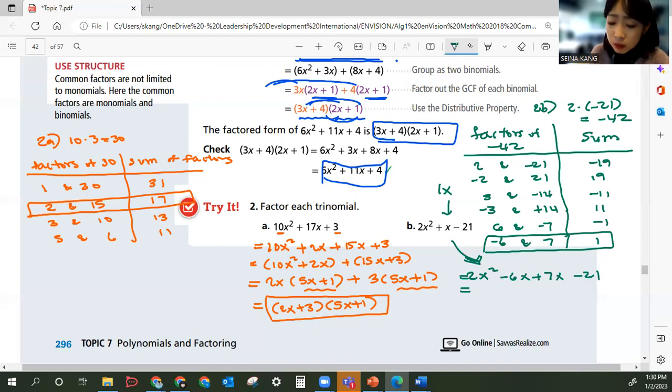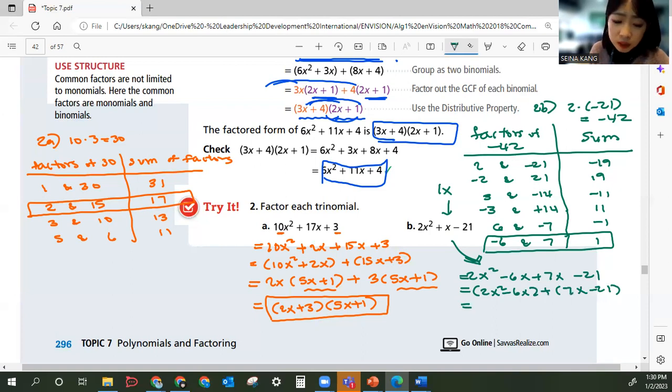So group them out. Again, what if you wrote 7x first and then negative 6x at the end? It doesn't matter. You'll still get the same factor as long as you factored it out correctly, okay? So don't worry about that. So let's factor this out. You're going to group it first, 2x squared minus 6x, and you're going to add 7x minus 21.